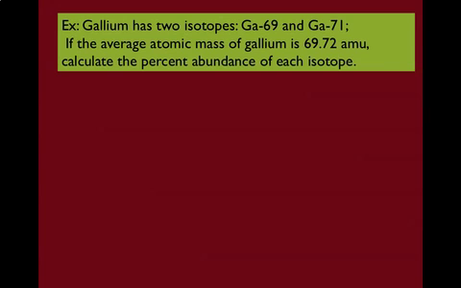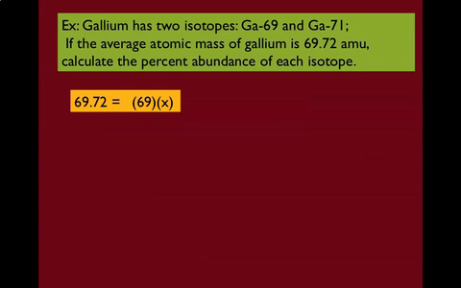Okay, this is our challenge problem. Gallium has two isotopes, gallium-69 and gallium-71. If the average atomic mass of gallium is 69.72, we want to figure out what percent is the 69 and what percent is the 71. So that's my answer, 69.72. So I'm trying to work backwards here.